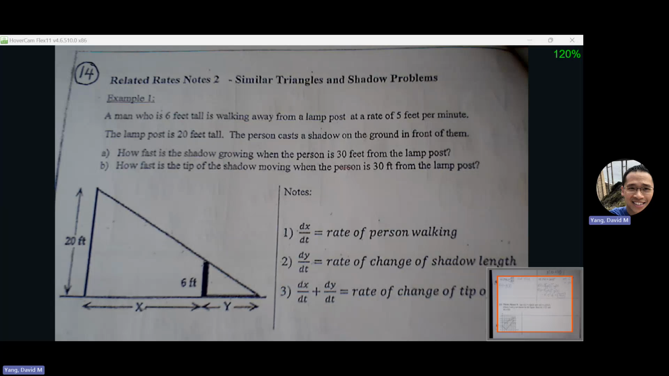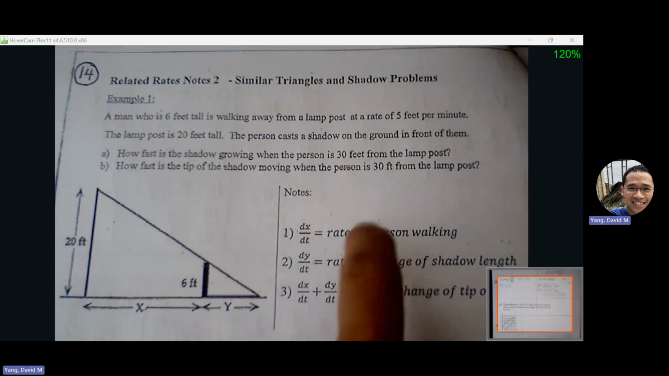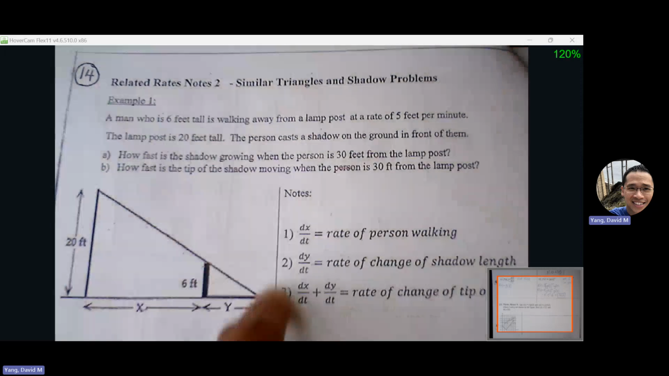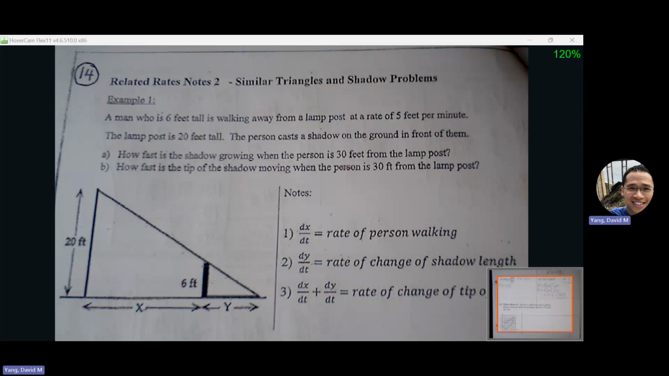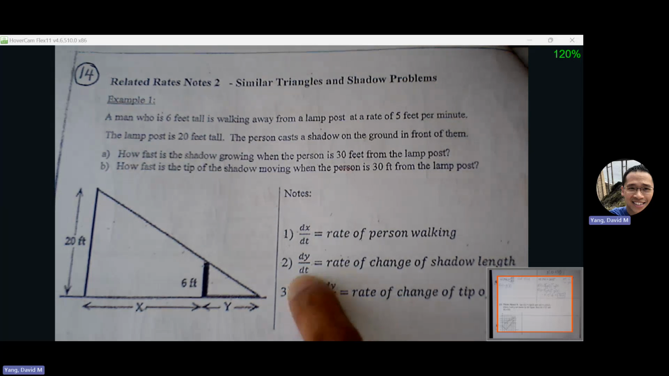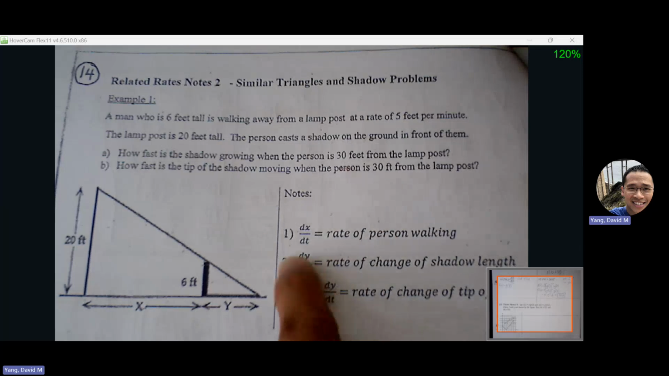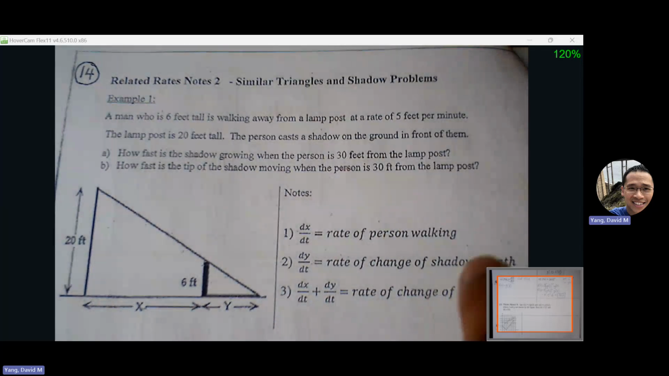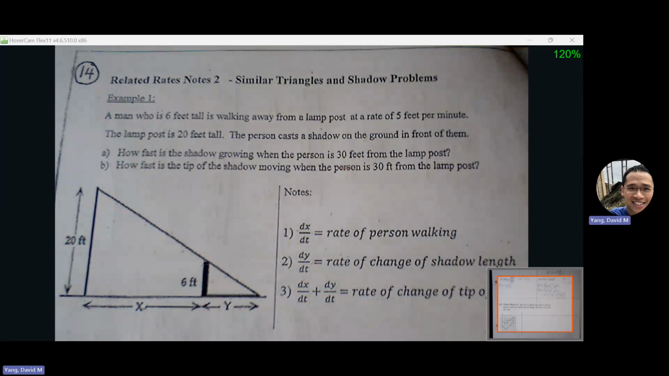There's three kind of big types of problems that I haven't gone over yet. First is similar triangles involving shadows. So this is a very specific type of problem. It's easier than cones, but it uses the same concept, but the application is also very specific for this problem. So that's the first one I want to do.